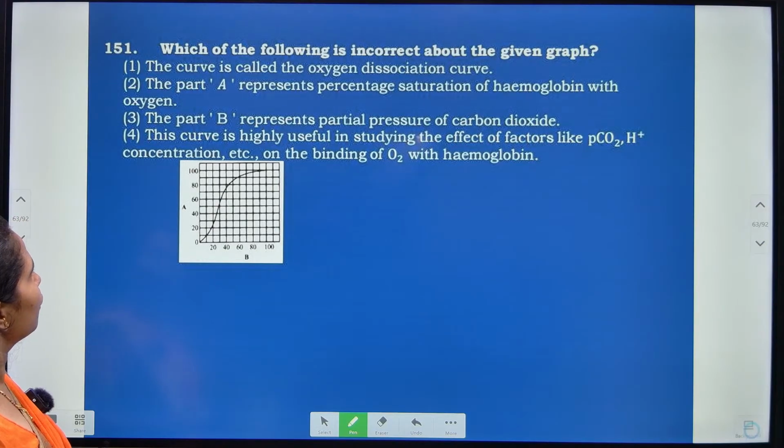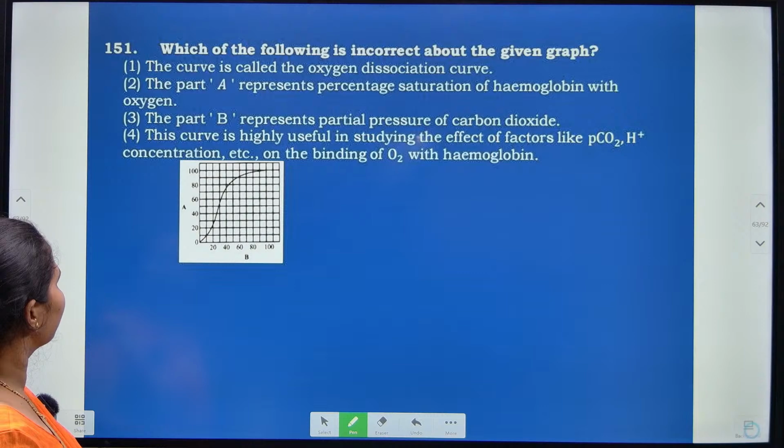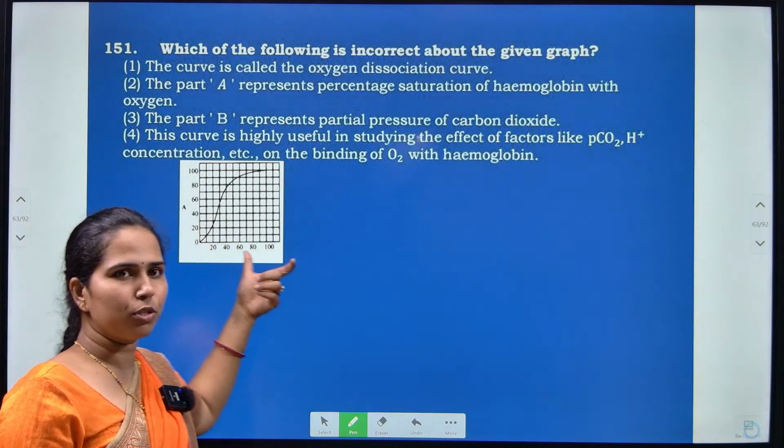Right. So which of the following is incorrect about the given graph here? This is an oxygen dissociation graph.